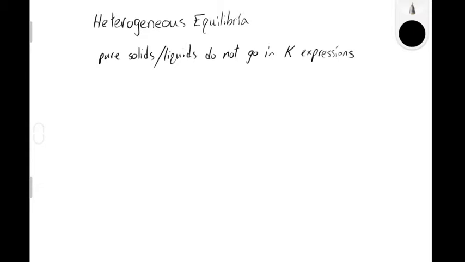An important thing to note is that pure solids and liquids, so something that has a subscript s or a subscript l, do not go in a K expression. So pure solids and liquids do not go into K expressions. Instead, what you do is you write a 1 anytime you would have to put a solid or a liquid in. The reason behind this exclusion is related to something called the chemical activity.